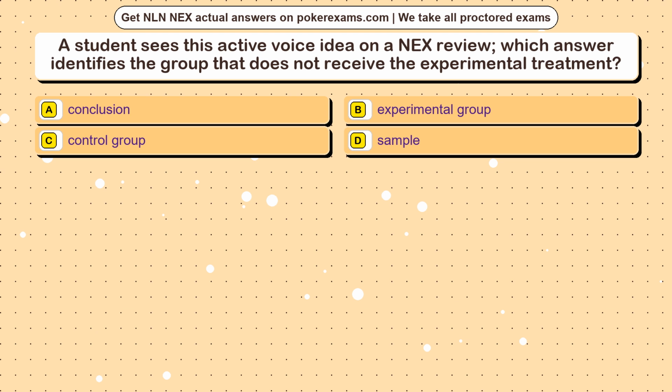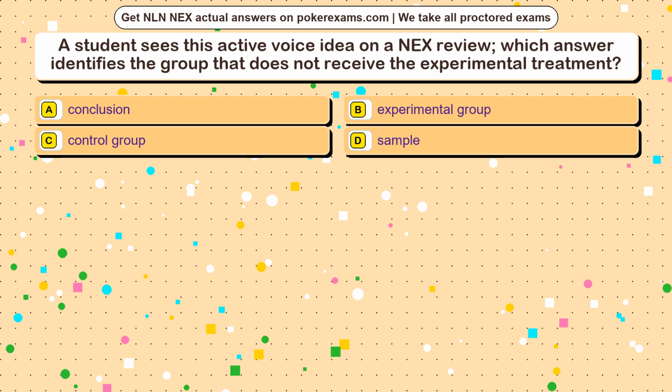Question 10. A student sees this active voice idea on a NEX review. Which answer identifies the group that does not receive the experimental treatment? Option A. Conclusion. Option B. Experimental group. Option C. Control group. Option D. Sample.